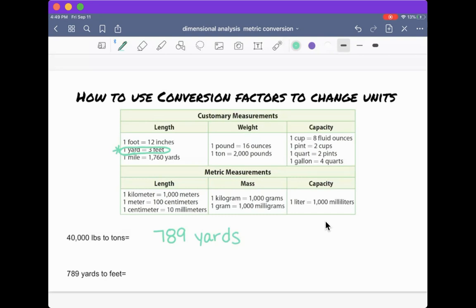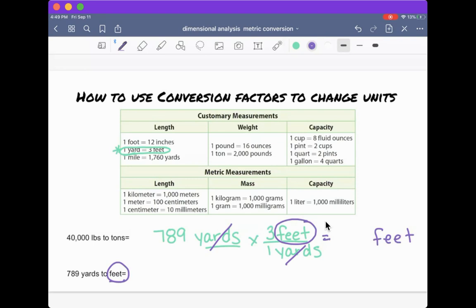So because yards is on top, when I set up my fractional form, I want this equality to have the yards on the bottom. So that's going to be the 1 yard. All right, and then 3 feet on the top. So I'm going to go through and check to make sure I set it up right. So yards is going to be crossed out. It's going to cancel. And my lone surviving unit is going to be feet. And if I look at the problem, that is indeed what they wanted me to have it in.